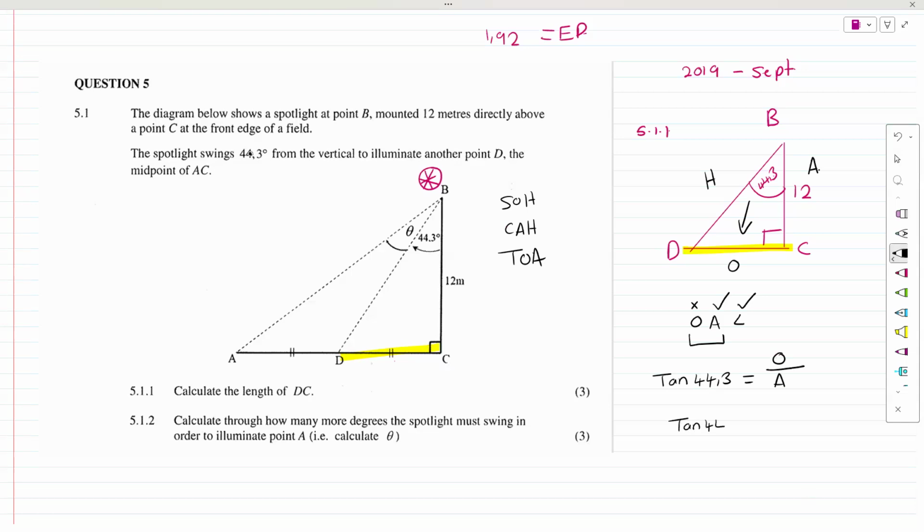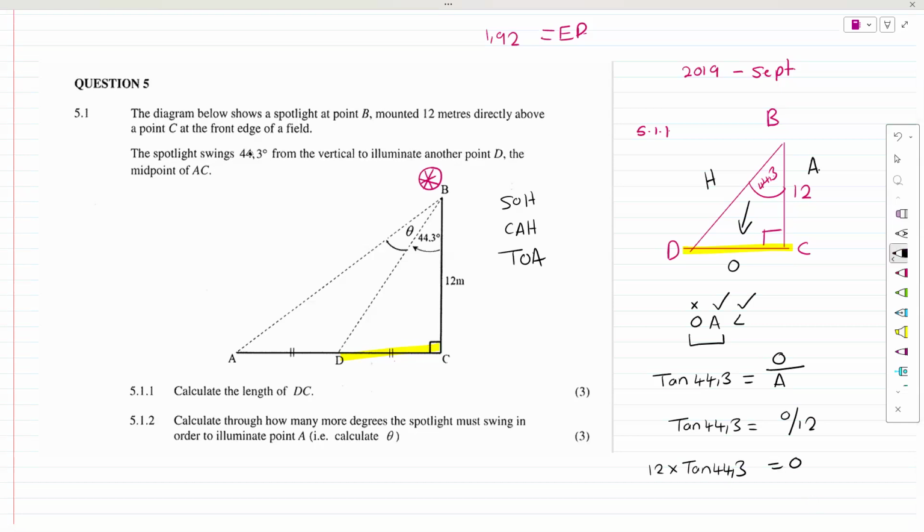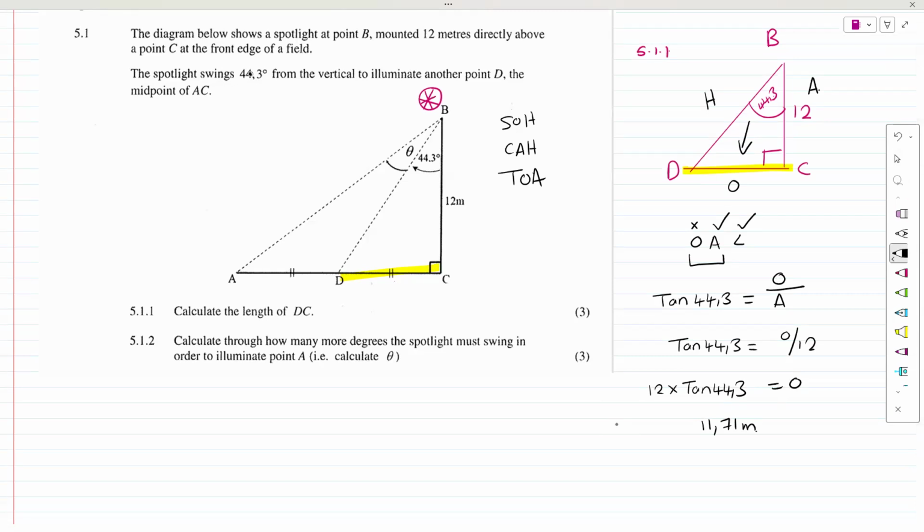Tan of 44.3 equals opposite over 12. When we solve this, 12 times tan 44.3, we should end up with 11.71 meters. Let me double check. Okay, 11.71 meters. That's 11.71, and it should be fine.